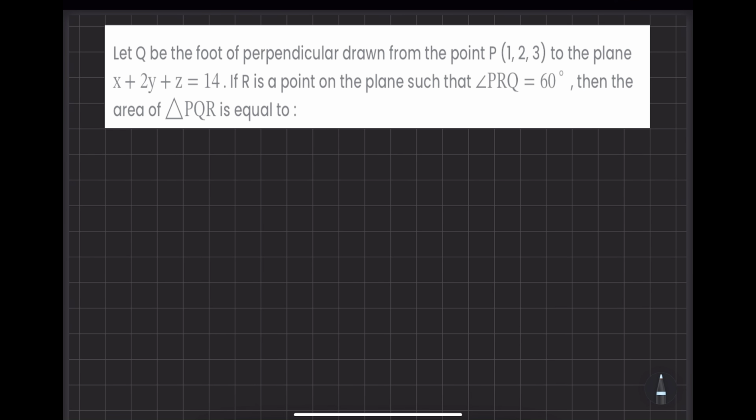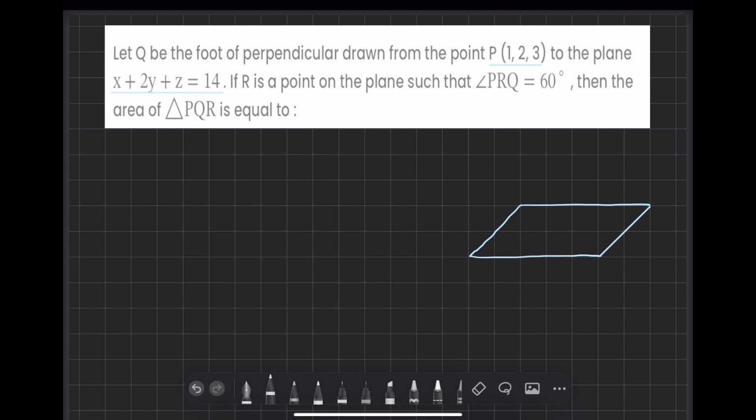So, we got a wholesome new problem which says: let Q be the foot of perpendicular drawn from the point P to the plane. Okay, so first let's try to draw the diagram. Suppose that this is going to be our plane. Okay, so we have a point P whose foot of perpendicular is Q. So this is P and its foot of perpendicular will be Q.